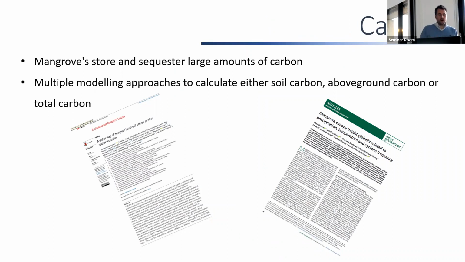There's been quite a lot of work within mangroves around mangrove carbon. Mangroves store and sequester large amounts of carbon, roughly 4 times the amount of some of the tropical forests. So there's been multiple modeling approaches to calculate either soil carbon, as shown by the Sanderman paper on the left-hand side, or above ground carbon, as shown by Mark Simard's work on the right-hand side, or just total carbon. And these use different approaches. So, for example, Sanderman et al. in 2018 looked at fine-scale 3-dimensional variation using machine learning approaches, highly data intensive.